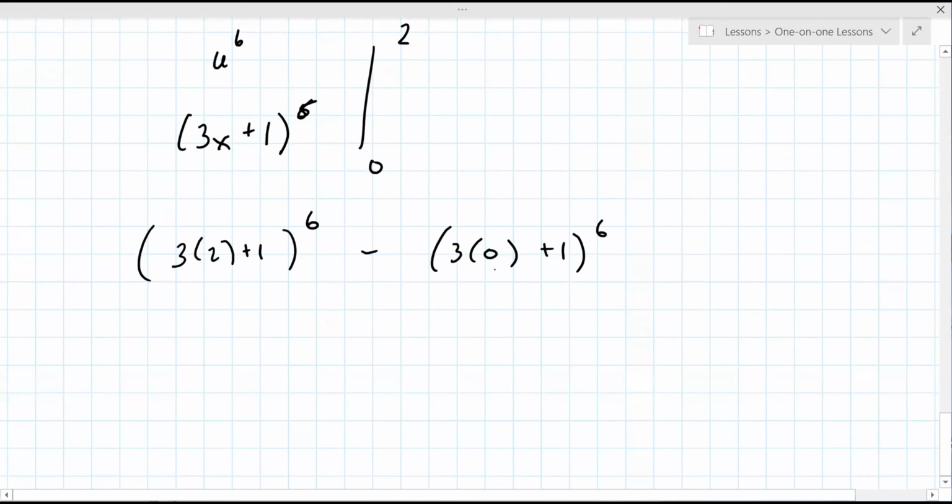And how do you know you always do the top one first? Yeah, it's always the top minus bottom. So this is 7 to the sixth, which I have no idea what that is, minus 1 to the sixth, which is 1. So it's whatever that is. 117648. Okay, minus 1, maybe. I don't know. No, I guess that is it.